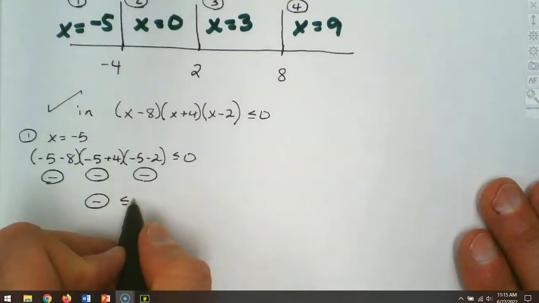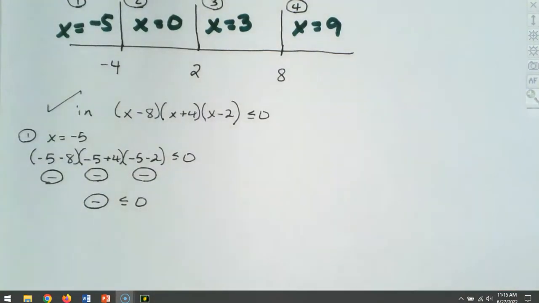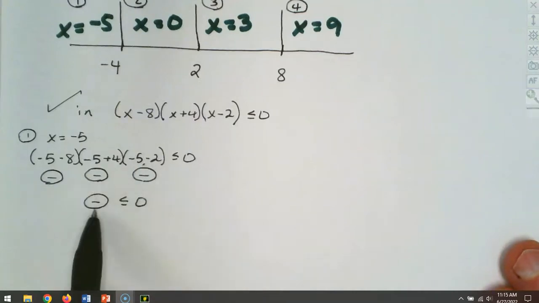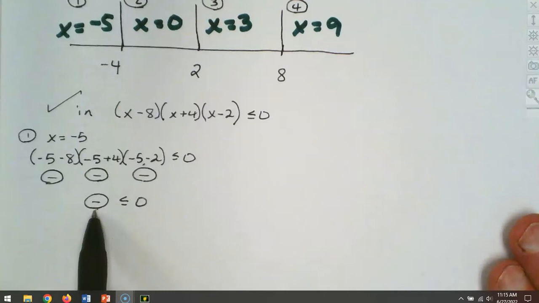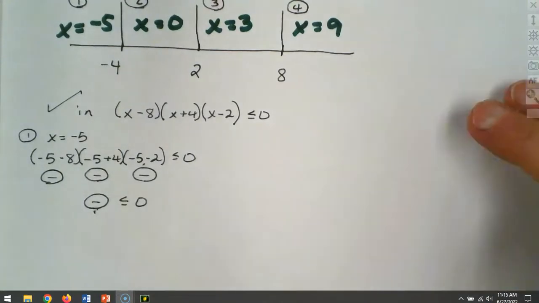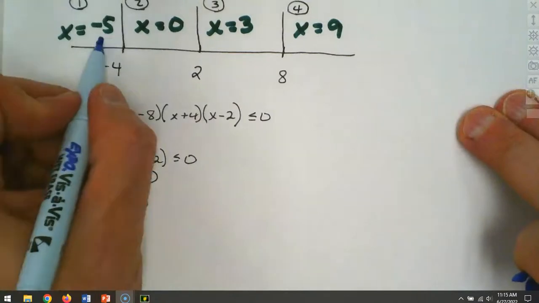Now, all we have to do is say if this is true or false. Are negative numbers smaller than 0? Yes. We could get the actual numbers here, but it really doesn't matter, because all we need to see is if it's positive or negative at the end and whether it's true or false. Are negative numbers smaller than 0? Yes, they are. So that would make this region true.